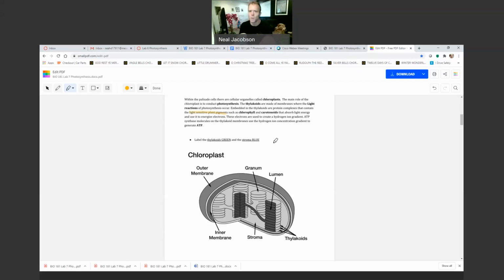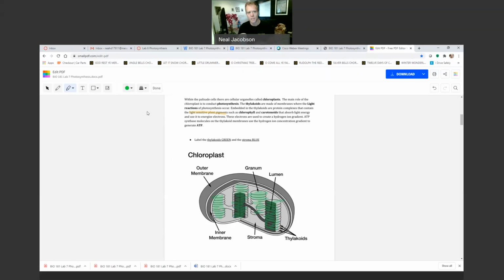Kids. So anyways, what we're gonna do in this one is we're gonna color the thylakoids green, and we're gonna label the stroma blue. The thylakoids are these stacks of discs that go to form the granum. So the granum is just a stack of thylakoids. So we're coloring the thylakoids green. You guys can spend a little bit more time on this. And then we're gonna color the stroma blue.